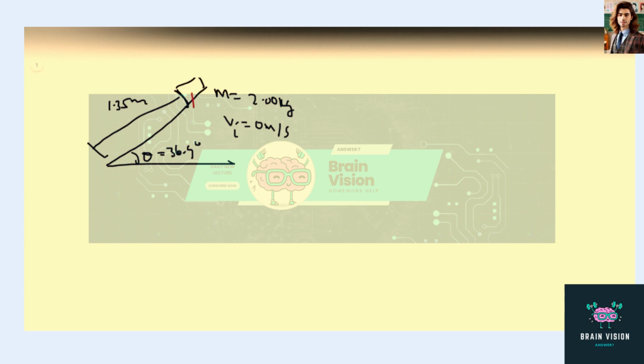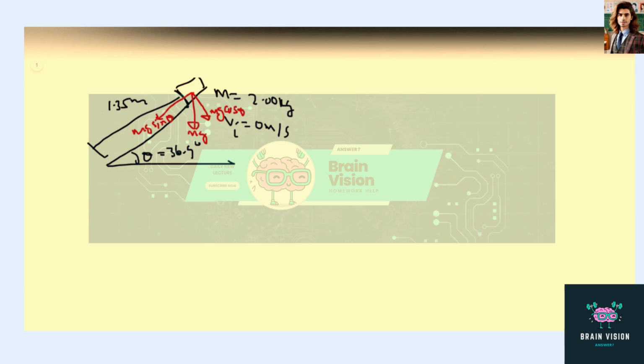The other thing that happens is the weight is mg. Components of the weight are mg cosine theta, and the horizontal component is mg sine theta. The horizontal component is responsible for sliding the block downwards.